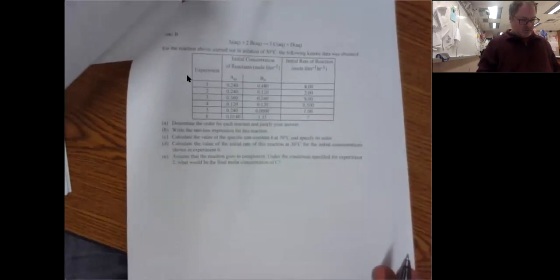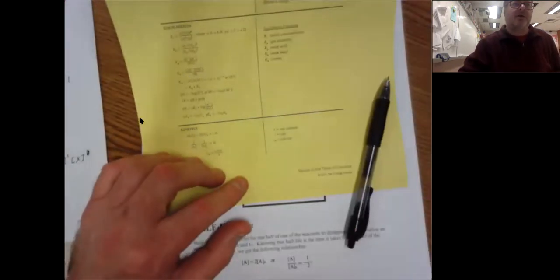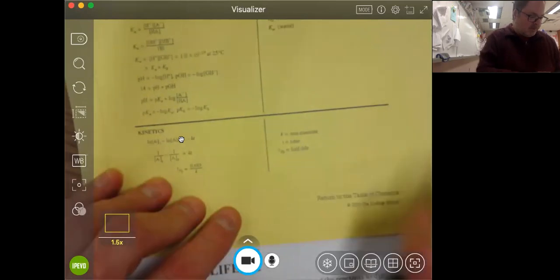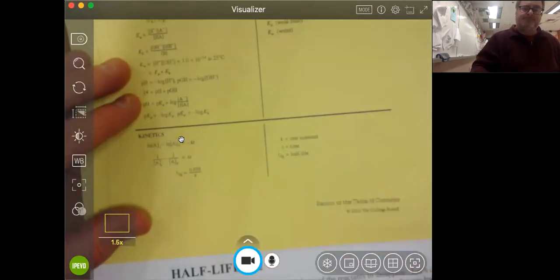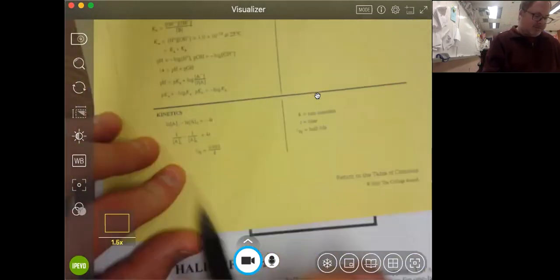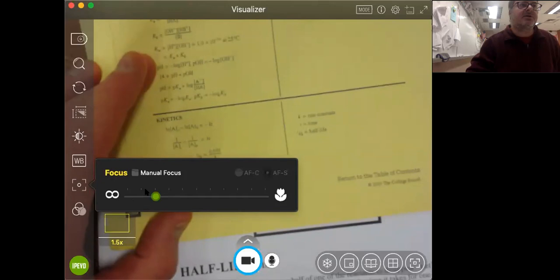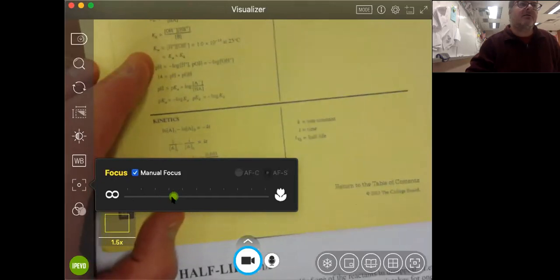All right, then let's take a look at what's called the integrated rate laws. Now, let me show you guys how these are given to you. We're going to go a little bit more in depth in this than the AP requires, but if we take a look here, this is the AP equations and constants sheet. So when it comes to the kinetics, these are the only things that they give you.